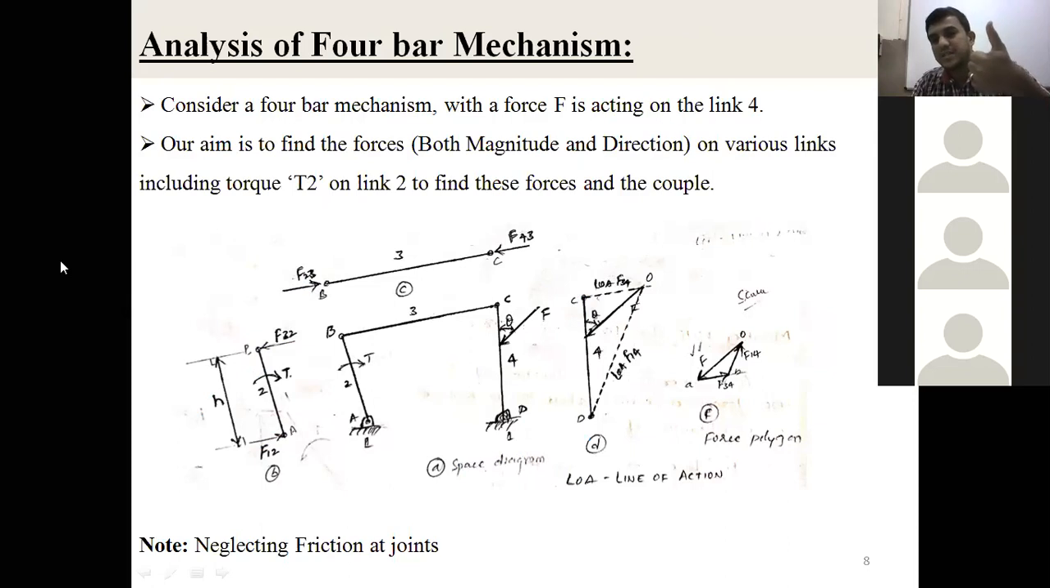First step, draw a space diagram of the mechanism according to a suitable scale. Second, draw a free body diagram for each part of the mechanism. Third, identify a link which is subject to a known force, meaning both magnitude and direction are known. Fourth, draw a free body diagram to determine the unknown magnitudes and directions of the forces acting on the link. Fifth, transfer that force to each part of the mechanism. And sixth, determine the unknown torque to make the mechanism equilibrium. These are six steps you should remember, then we solve the problem. Yes, any doubt?